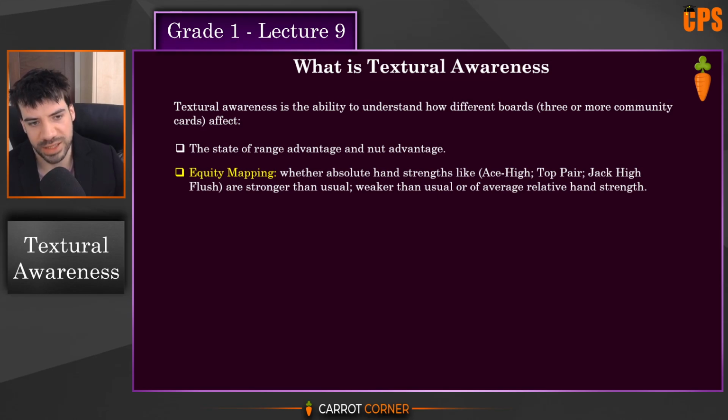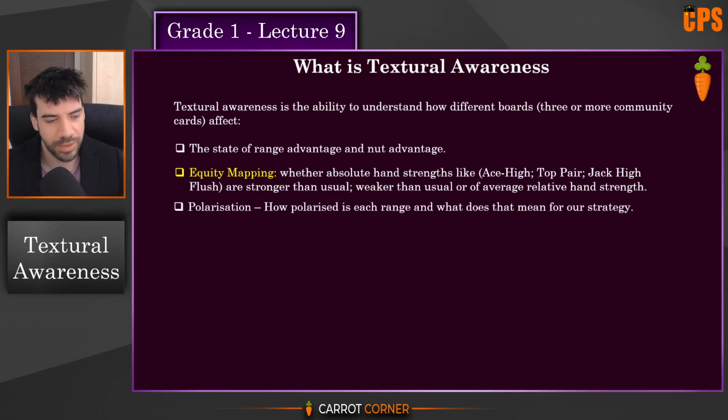But equity mapping is the idea that these absolute hand strength labels will describe much stronger hands than normal in some circumstances and much weaker hands in others. So what we're effectively doing is mapping the true equity of our hand to the label that the hand would be given, the objective absolute hand strength label like top pair, flush, etc. Being able to do that well is a really important skill that separates a professional poker player from an amateur oftentimes.